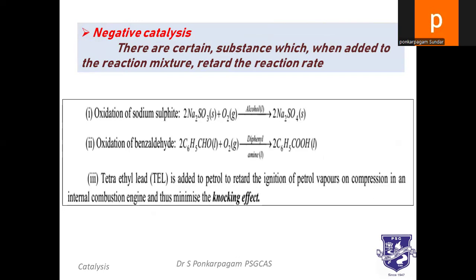For example, in the oxidation of sodium sulfite, the use of alcohol is a negative catalysis, as it suppresses the reaction rate. And in the oxidation of benzaldehyde, here also diphenylamine acts as a negative catalyst. So we know that we are using a bike, right? So tetraethyl lead suppresses or retards the petrol compression, so it minimizes the engine knocking. So this effect is known as the knocking effect.